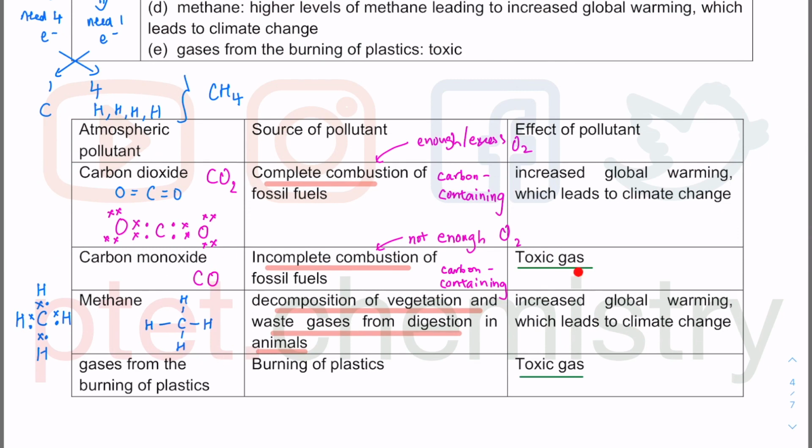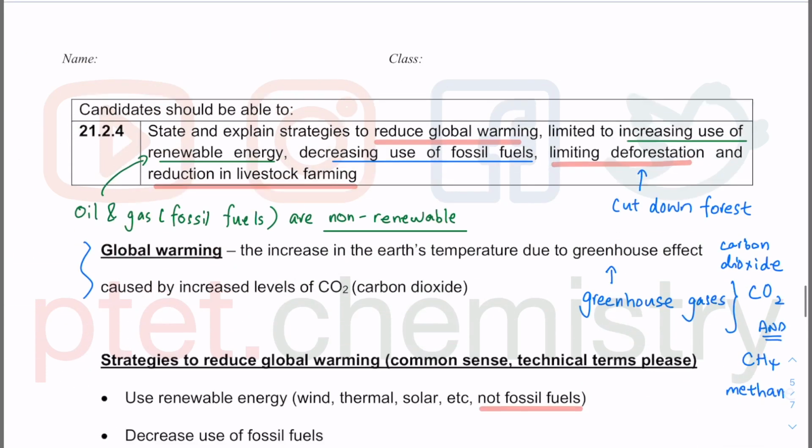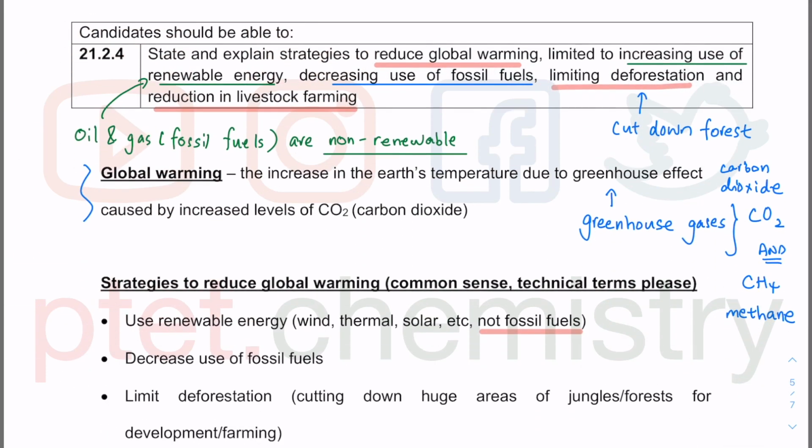Two of them are toxic gases that can kill you, and they come from different sources. When you have enough oxygen, you get complete combustion and carbon dioxide is produced; not enough oxygen, incomplete combustion, you get carbon monoxide. Methane comes from vegetation decay as well as livestock farming, the animals. These two, carbon dioxide and methane, cause global warming. Global warming is when the earth's temperature gets hotter and hotter, which results in climate change, and therefore we want to try and reduce global warming.